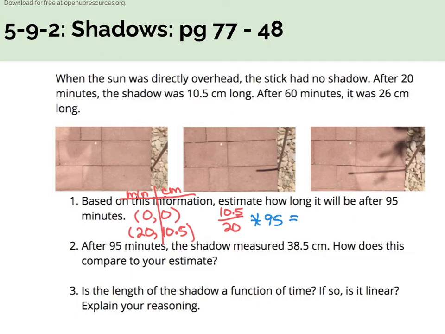Let's do 10.5 divided by 20. And then we're going to multiply that by 95. And what do we get? We get 49.875. So it's going to be about 50 inches long. Sorry, that's not inches, it's actually centimeters. So let's go ahead and put centimeters in there.